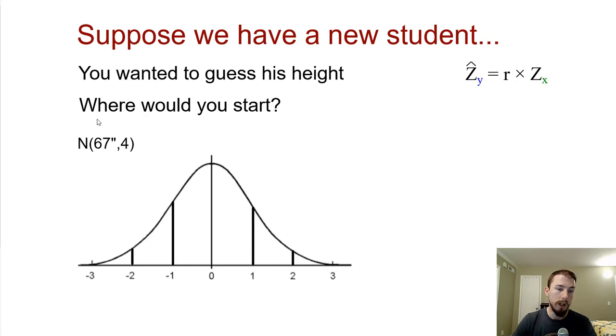So if we know that all American senior males average 67 inches with a standard deviation of 4, and we know nothing about this student, what would be our safest estimate? Should we guess that he's a standard deviation above the mean, or a standard deviation below the mean, or 2 standard deviations, or 3? Or should we just guess, if we know nothing else about him, that he's just average height? Would that be our most conservative estimate?